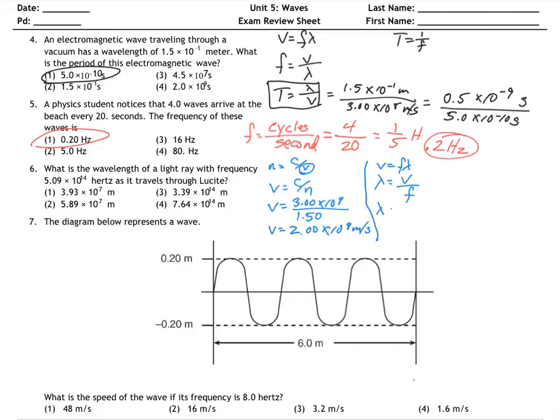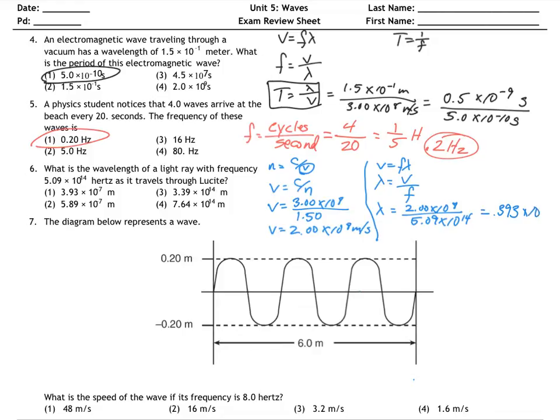So lambda is v over f, and v is 2.00 by 10 to the 8. We just solved for that. And the f is 5.09 by 10 to the 14 hertz. So let's do 2 over 5.09 to begin. And I am getting 0.393 with some other digits, but I'll stop there.